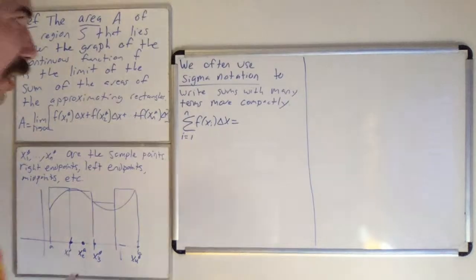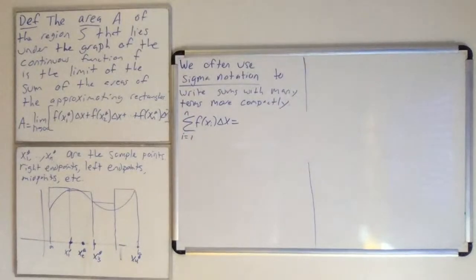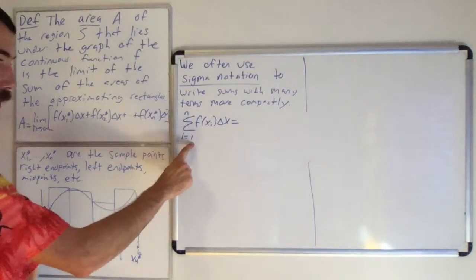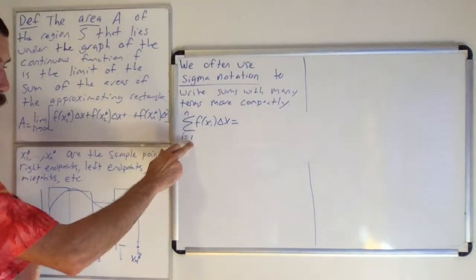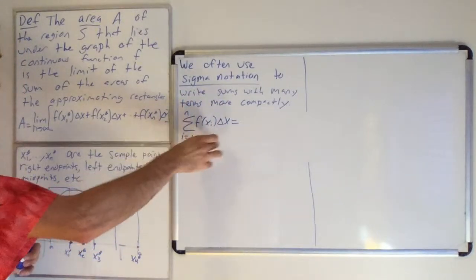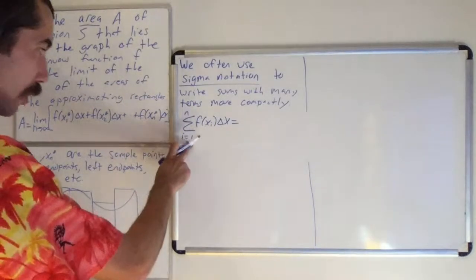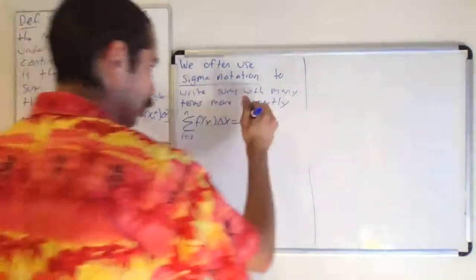So what does this mean? It says we're just going to add up the terms, starting with replacing i equals 1, and we'll continue to add until we get up to the number n of this function. So the first term would be i equals 1.